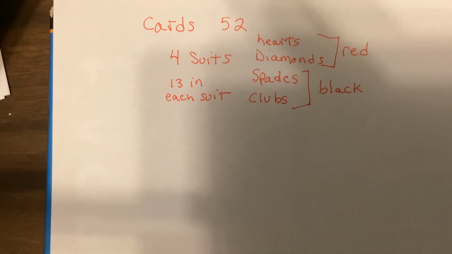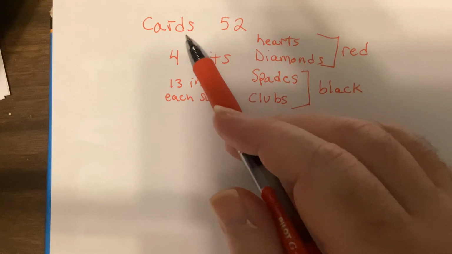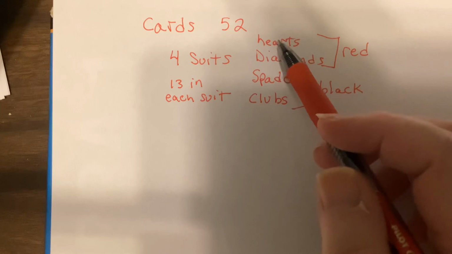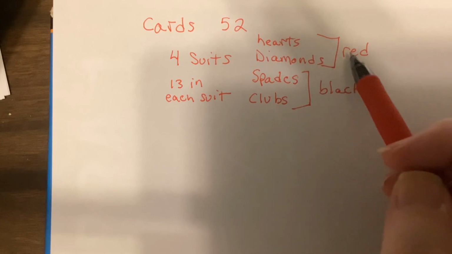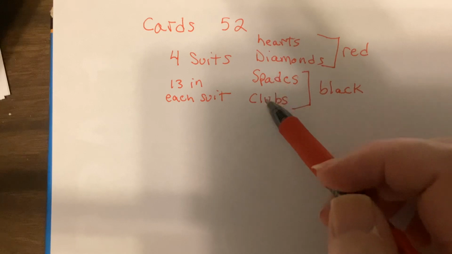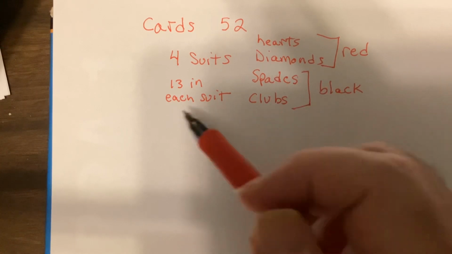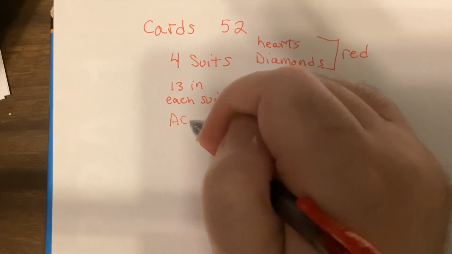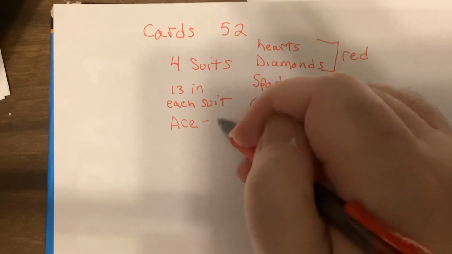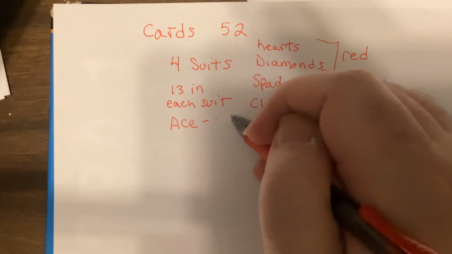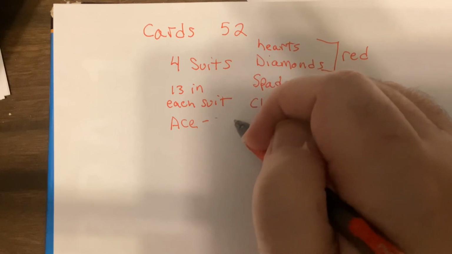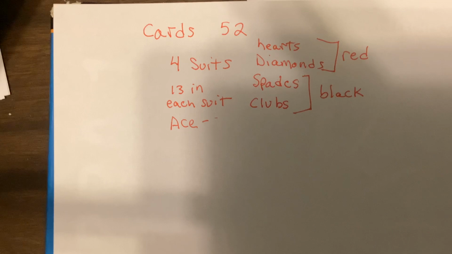So cards, we have 52 cards in a regular deck. You have 4 suits. You have hearts and diamonds, which are both red, and spades and clubs, which are both black. 13 in each suit, starting with the ace. Sometimes that's your highest card, going all the way: ace, 2, 3, 4, 5, 6, 7, 8, 9, 10, Jack, Queen, King. Now your Jack, Queen, King are assumed to be face cards because there's a face on the card.